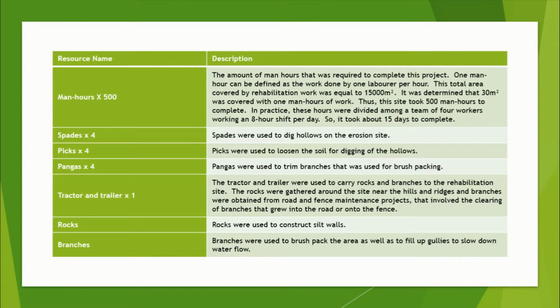Then obviously you have spades, picks, pangos required. I had a tractor and a trailer available to pick up the rocks, and another thing that I used when doing this project is to actually bring in some of the branches and vegetation that was cut away from roads and fences, load them on the trailer, and take them to the rehabilitation area, and use those branches in brush packing the area. And then we used obviously rocks and branches. So this is just a quick overview of what resources were used in this project.